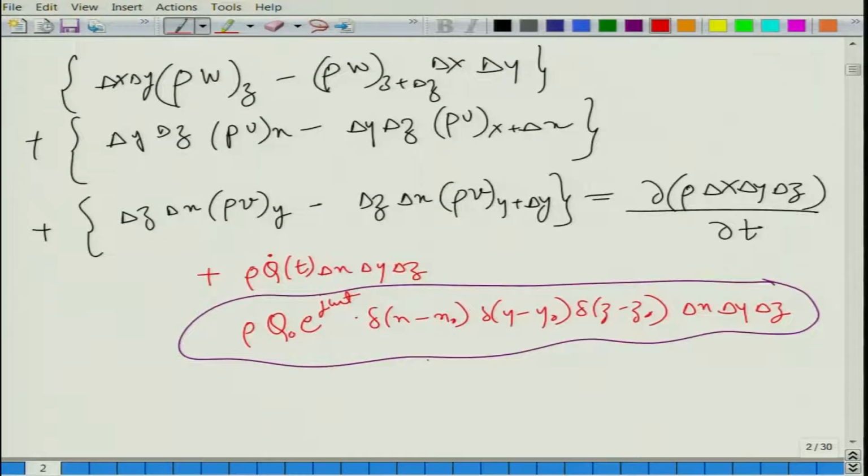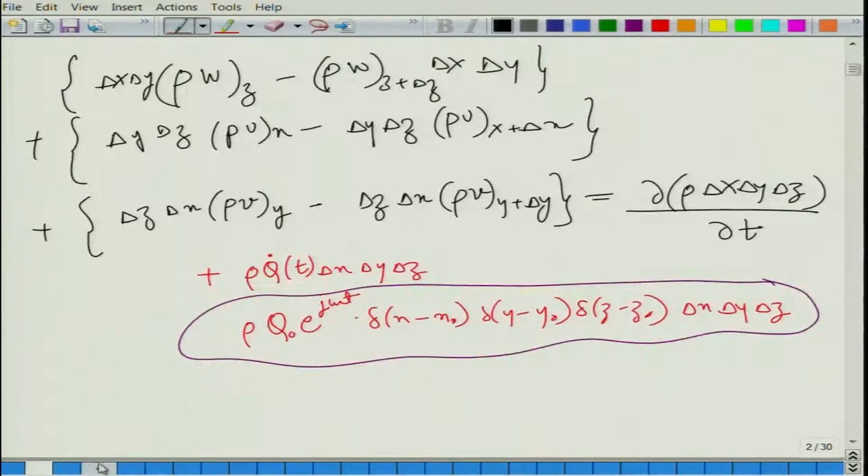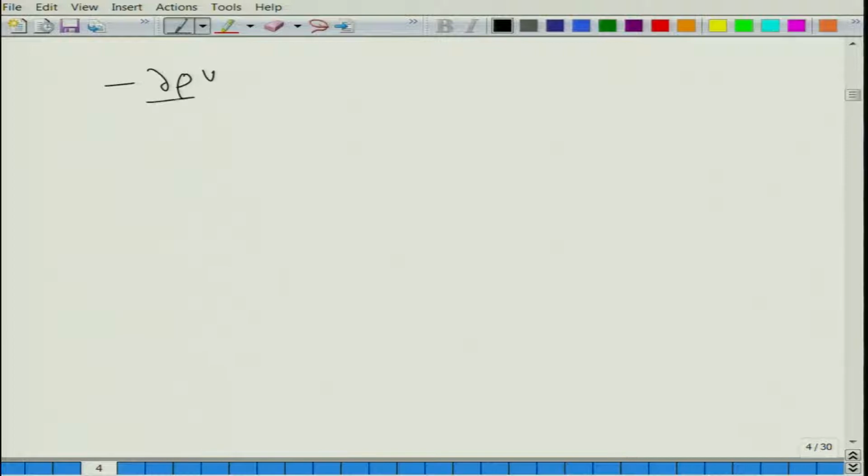So, coming back to our discussion, we will keep this aside and move with generality, and go around doing our regular business: divide throughout by delta x, delta y, delta z, or take delta x, delta y, delta z common on the right hand side and left hand side, and then take the limit of delta x tending to 0, delta y tending to 0, delta z tending to 0. It is rather simple maths to see what will happen in this limit.